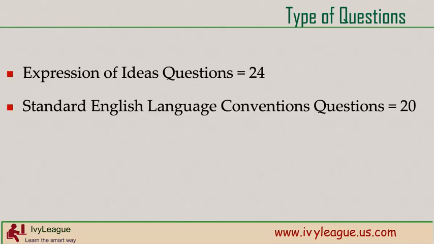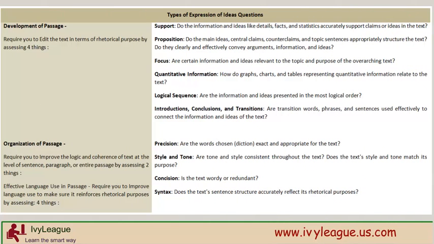All questions on the SAT Writing and Language section will broadly fall into 2 categories: 24 questions on expression of ideas and 20 questions on standard English language conventions. The 24 expression of ideas questions on the Writing and Language test will be based on development, organization, and effective language use. These questions can include sub-question types such as words in context, command of evidence, and analysis of history, social studies, or science. Please pause the video at this stage and check the given table for finer details.